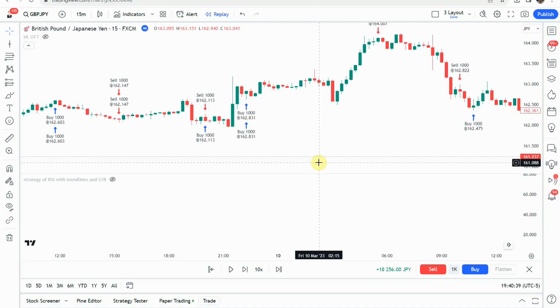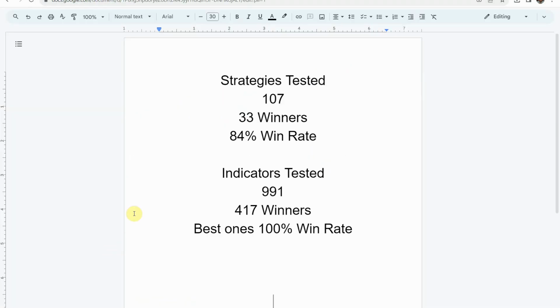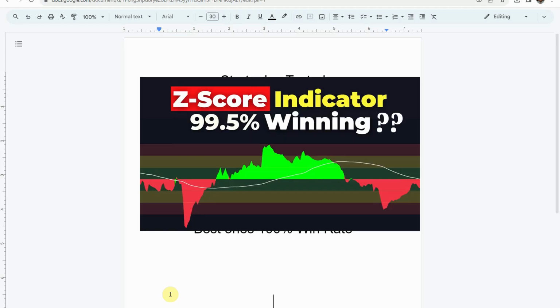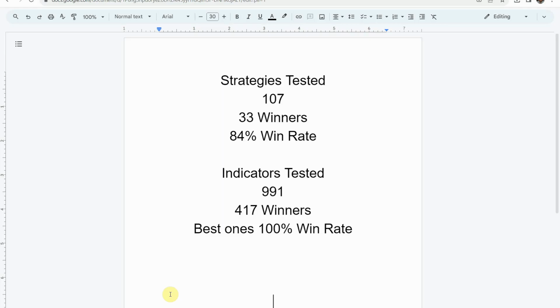Alright, as I said, today we will be testing a Forex scalping strategy. Before we do though, I wanted to put the testing scoreboard up for everyone to see. So to date, we have tested a total of 107 different strategies, with 33 of them being winners. The best ones so far were able to achieve an 84% win rate. That is the Academy of Forex indicator with the Z-score probability indicator. I will put a thumbnail of that video up on screen right now, and I will also link to it at the end of this video, so that way you can go straight there and watch that video on the best strategy that we have tested so far.